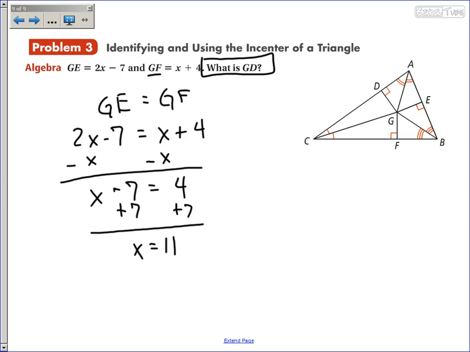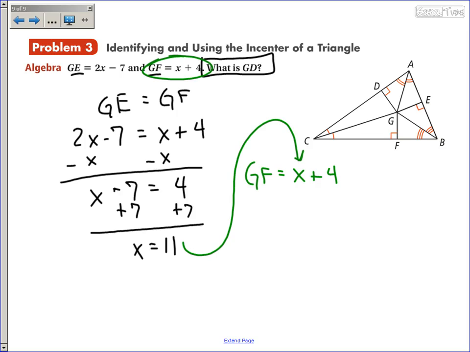I'm not given GD in either of these, but I know they're all the same length. So I'll plug that into whichever equation I think is easier. I think this one looks a little bit easier. GF is equal to x plus 4, but I'll plug 11 into x. 11 plus 4 is equal to 15. So GF is equal to 15. And since GD is the same length as GF, then GD must also be equal to 15.